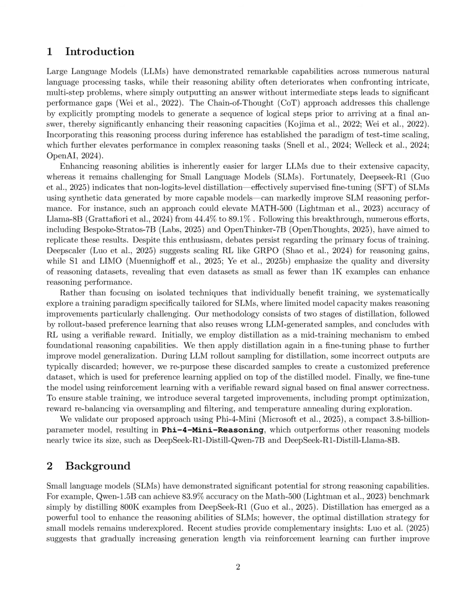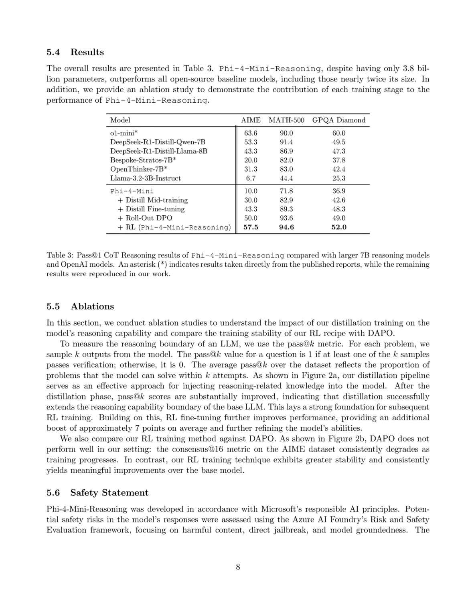The model was compared against several leading open-source small-scale reasoning models, including DeepSeek R1 Distill Llama-8b, Bespoke Stratos 7b, and OpenThinker 7b to assess its effectiveness. Additionally, an ablation study was performed to understand the contribution of each training stage to the model's reasoning capability, using the Phi-4-Mini metric to measure the proportion of problems solved within multiple attempts. The results indicated that Phi-4-Mini-Reasoning outperformed all baseline models, demonstrating the effectiveness of the proposed training methodology.